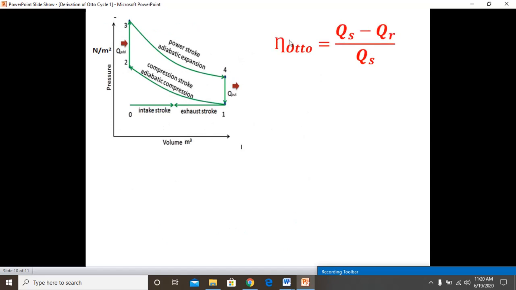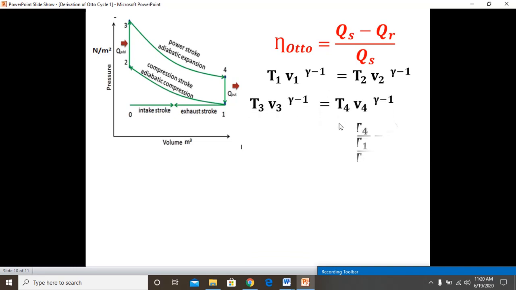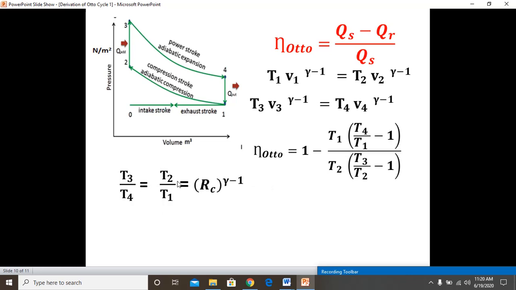Therefore the key steps for this are: Otto cycle efficiency is equal to Qs minus Qr divided by Qs. Therefore T1 V1 gamma minus 1 is equal to T2 V2 gamma minus 1. Therefore T3 V3 gamma minus 1 is equal to T4 V4 gamma minus 1. Therefore your Otto cycle efficiency is given by 1 minus T1 by T2 times T4 by T1 minus 1 over T3 by T2 minus 1. Therefore T3 by T4 is equal to T2 by T1, equal to RC to the power of gamma minus 1. The T4 by T1 and T3 by T2, the same thing you are doing here, and then you will be left with your Otto cycle efficiency.